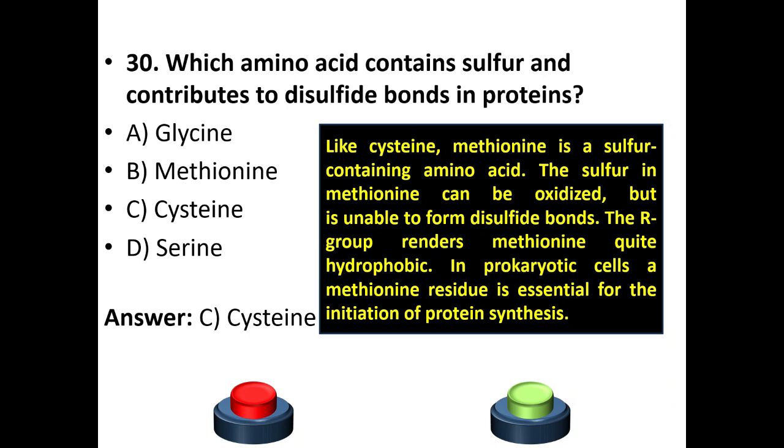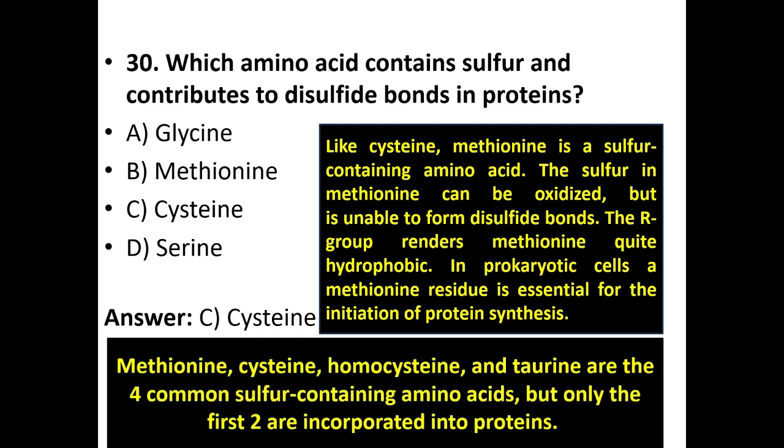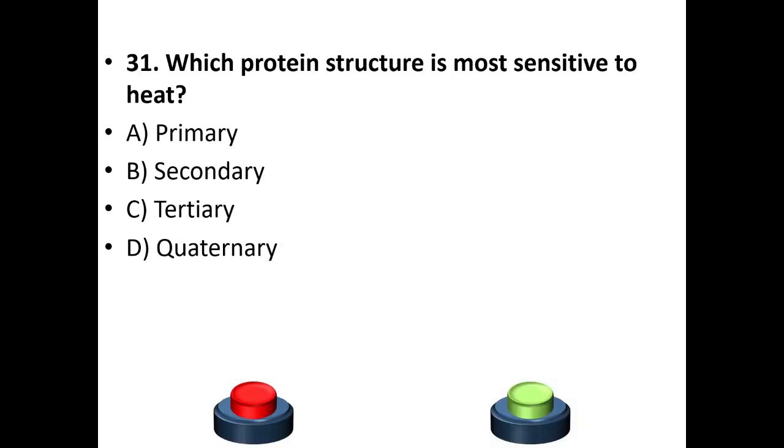Like cysteine, methionine is a sulfur-containing amino acid. The sulfur in methionine can be oxidized but is unable to form disulfide bonds. The R group renders methionine quite hydrophobic. In prokaryotic cells, a methionine residue is essential for the initiation of protein synthesis. Methionine, cysteine, homocysteine, and taurine are the four common sulfur-containing amino acids, but only the first two are incorporated into proteins.